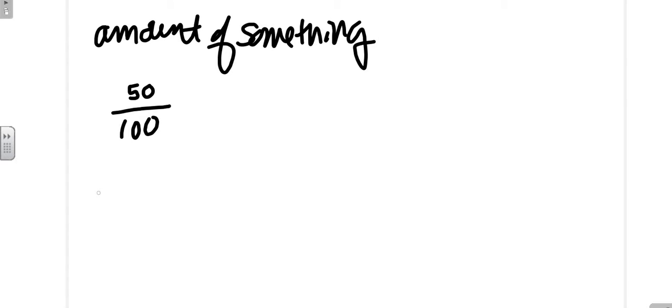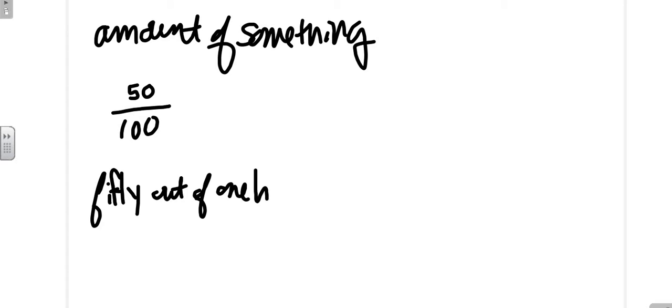Let me write it in words. If we say something like this, fifty out of 100 students are female, let's say in a certain class, 50 out of 100 students are female. It would look like this in decimal form, 0.50. If we have 2 zeros in the denominator, we move the decimal behind 2 zeros.